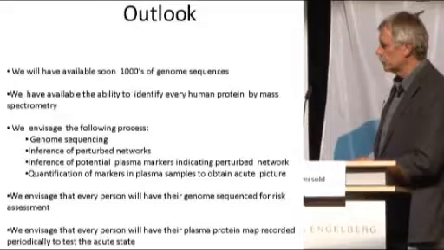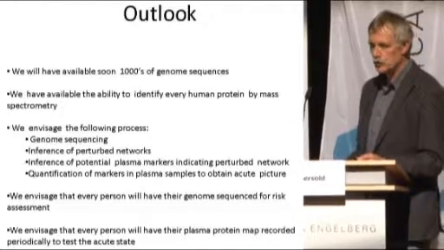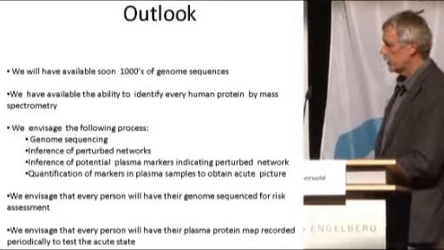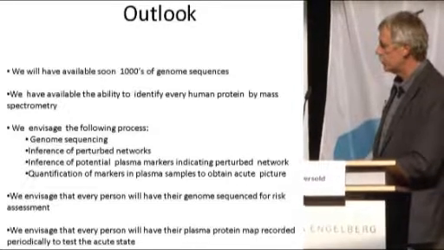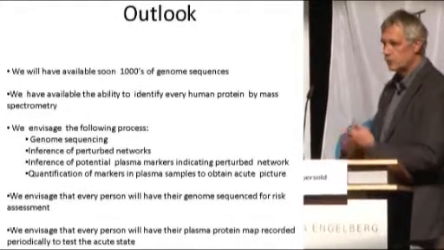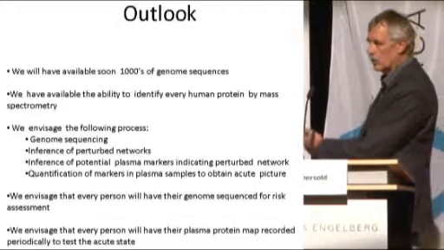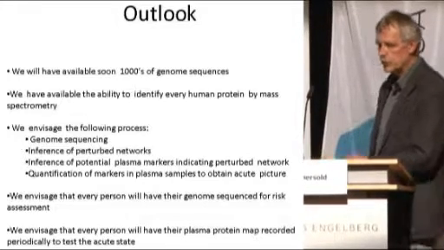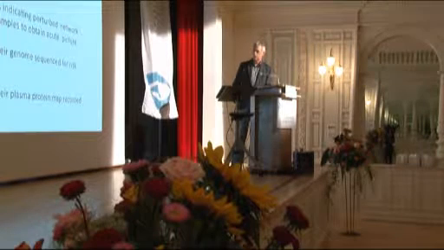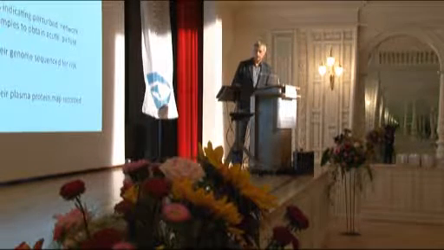We would have genome sequences from individuals, which clearly is coming. We would infer networks that may be perturbed in a particular disease and infer potential markers that represent the state of these networks, as I tried to show with the PTEN network, or some of the functional networks perturbed in glioblastoma. And we would quantify these markers in plasma samples to obtain the acute state.